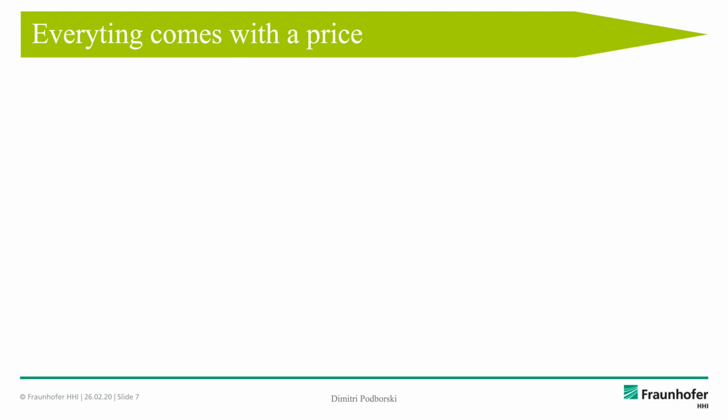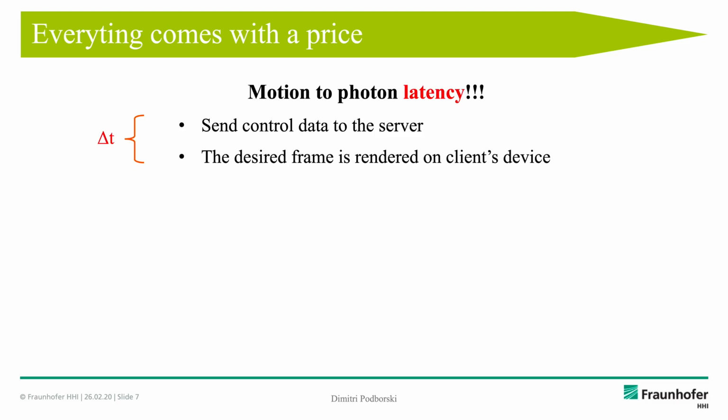Of course, everything comes with a price, and in our case, the highest price we have to pay is the motion to photon latency. This is the time between when the client first requests the server to change the scene until this change is really visible on the client's end device. And this has to be as low as possible, because high values of motion to photon latency are crucial and will destroy your quality of experience completely.